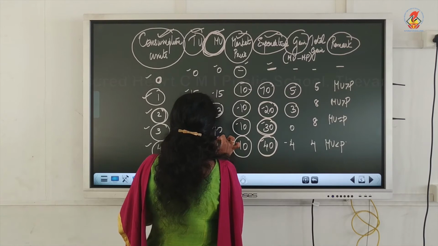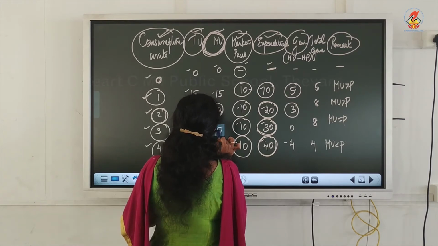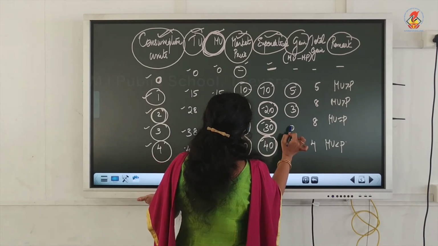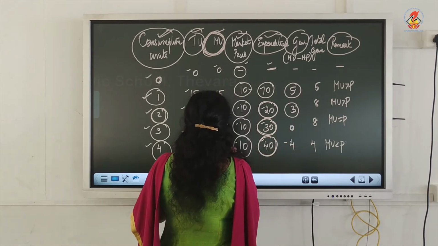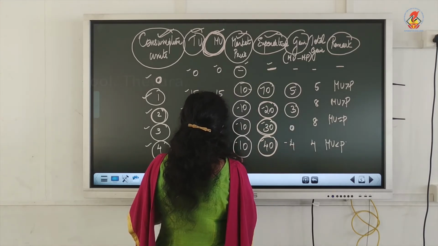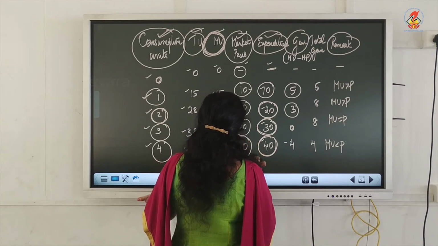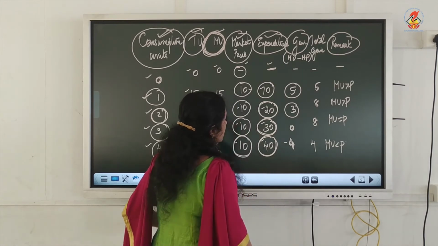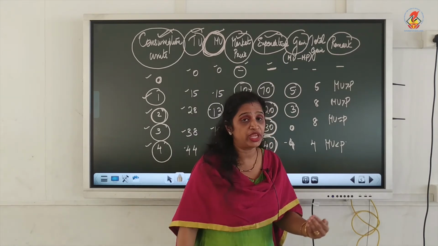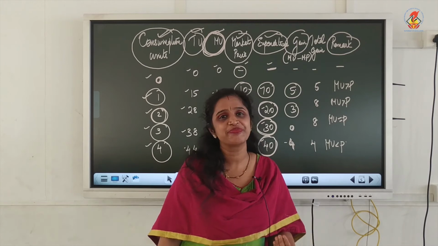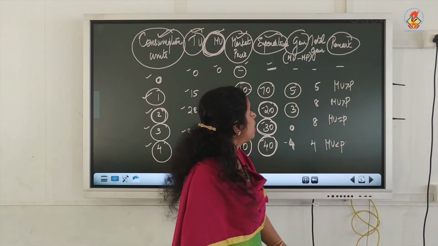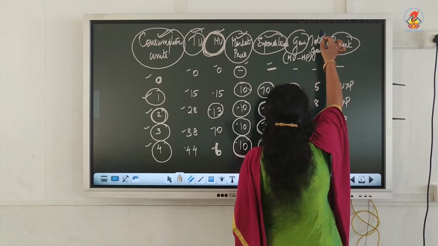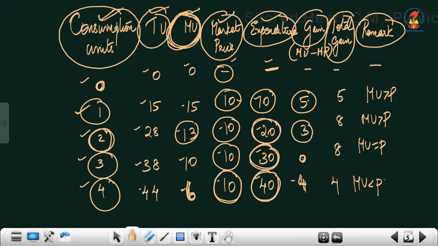Again, what is the marginal utility of the third chapati? 10. What is the market price? 10. Therefore, 0 is the gain. What is the marginal utility of the fourth chapati? 6. What is the market price? 10. So, 6 minus 10 is equal to minus 4. This is the gain. So, gain is the difference between marginal utility and the market price. Now comes the total gain. When you add the gain in the successive units, you will get the total gain. Now here I have put as blank.